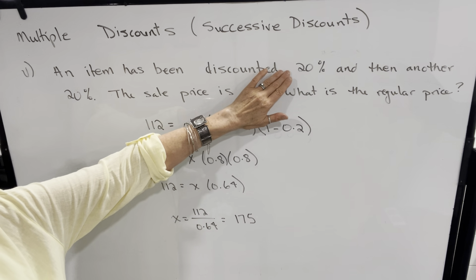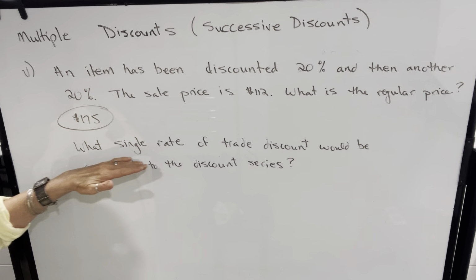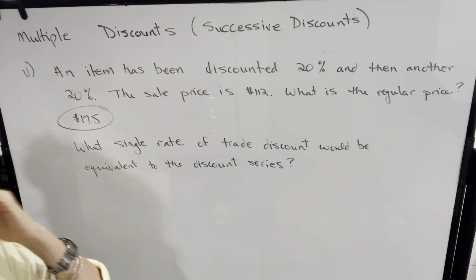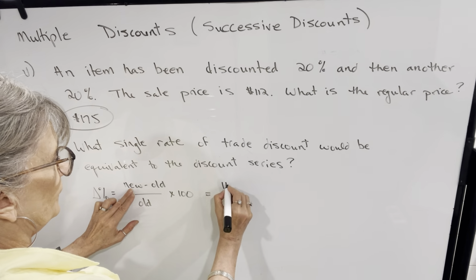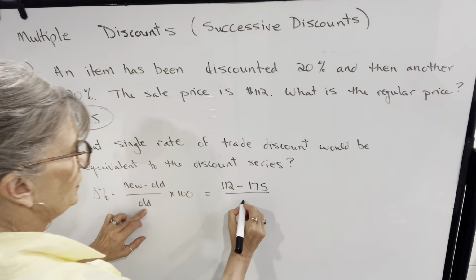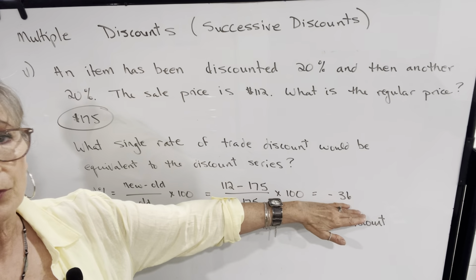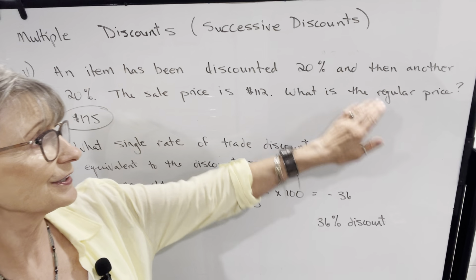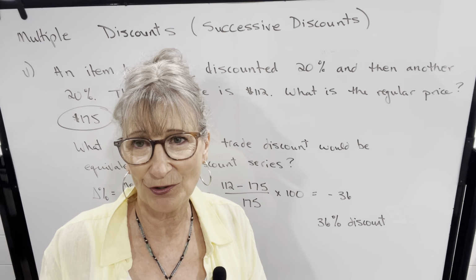And then when a 20% discount was applied and then another 20%, the new price was $112. Let's again find the single rate of discount that would be equivalent to the multiple or successive or the discount series. So our percent change will be equal to the new, which was 112, minus the old, which is 175, divided by the old, times 100. We get a value of negative 36, which would be equivalent to a 36% discount. So note that that is not 20 plus 20. I hope you now have a better understanding how to work with discounts, either single or multiple.